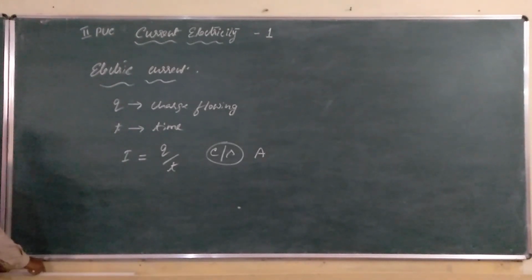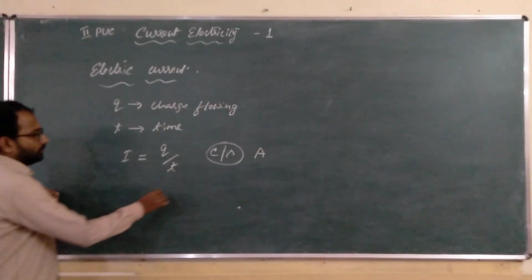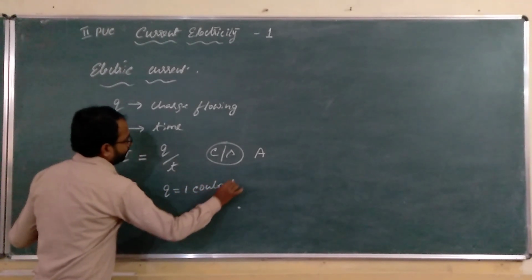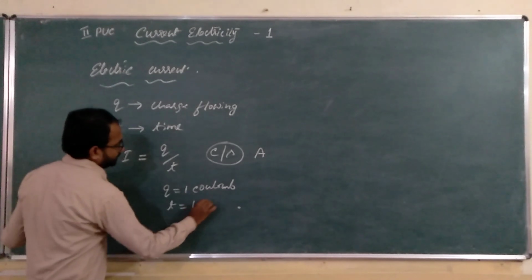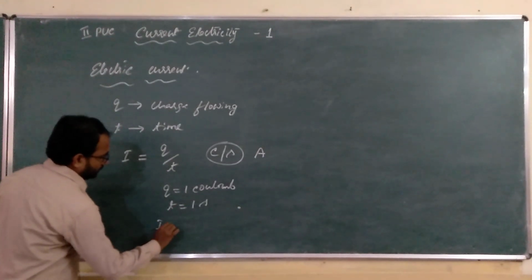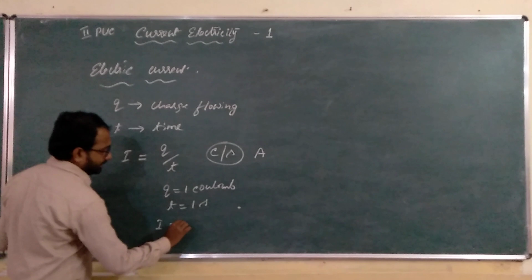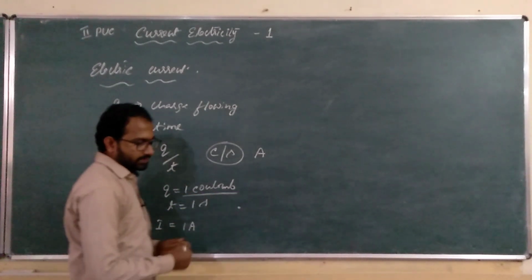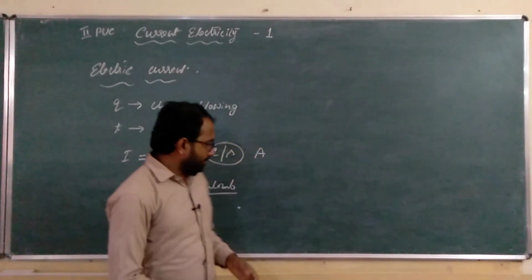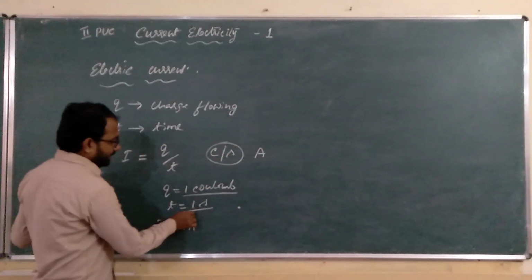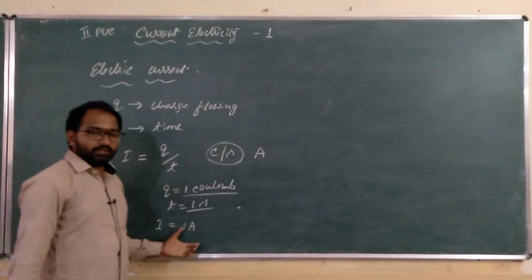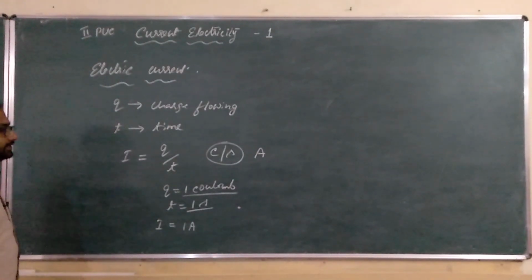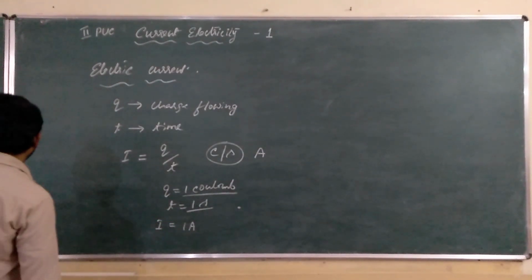If 1 coulomb charge, say Q is 1 coulomb, and T is 1 second, then I is equal to 1 coulomb per 1 second, that is 1 ampere. If 1 coulomb is the amount of charge flowing through any cross-section area of a conductor in a time interval of 1 second, then the current flowing through that particular conductor is 1 ampere. So, that is the unit of current.